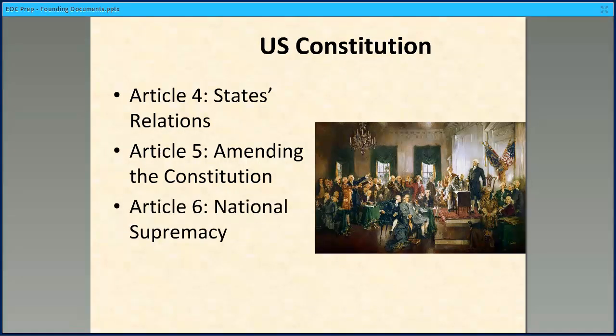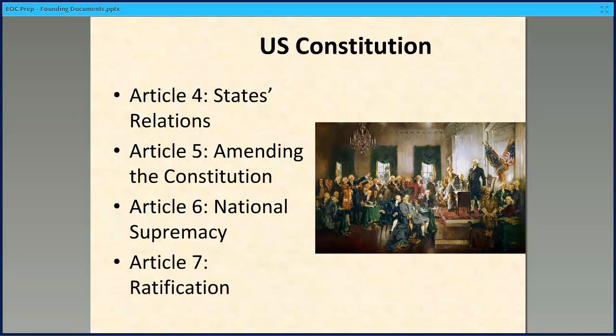Article 6, for this one, basically you just need to know that Article 6 is what declares the national government supreme or above the state governments. So whenever there is a conflict between the national government and the state government, the national government's laws take precedence. They are the ones that are going to win most of the time.